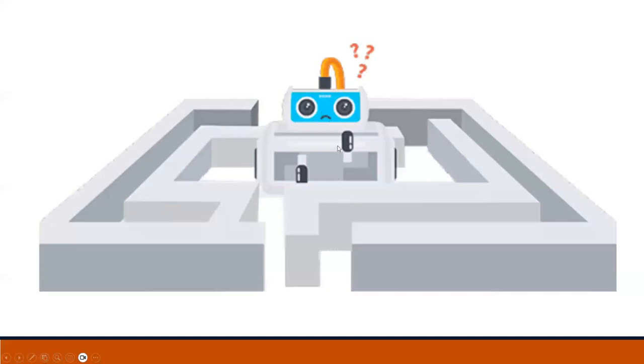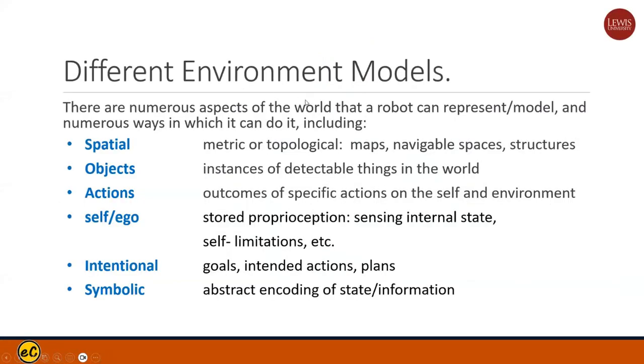Like this robot in the maze, you need to build up your environmental model. It can be spatial, like a map or space. It can be object-based, like a chessboard, where the stones are on the chessboard. It can depend on the action, like a missile flying over. It can be self or ego, where some AI you allow to store prior precision, make sense of it and decide by itself. These are different environment models.